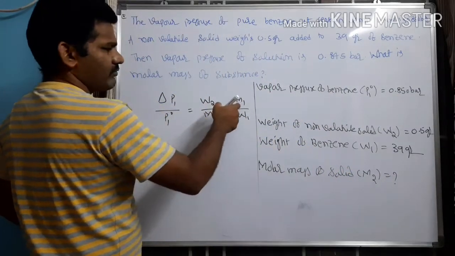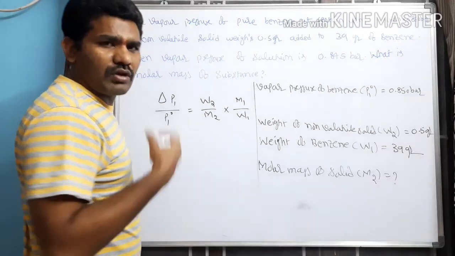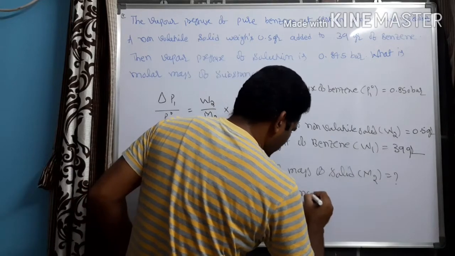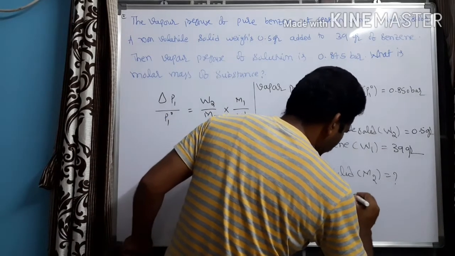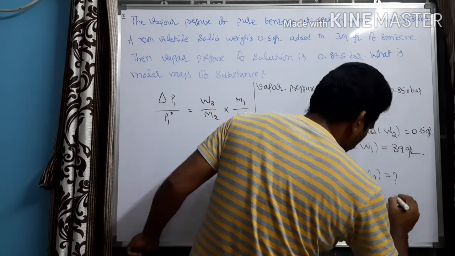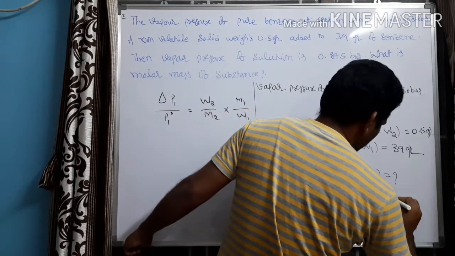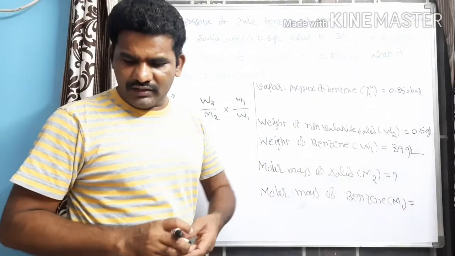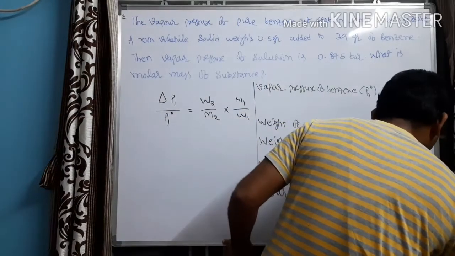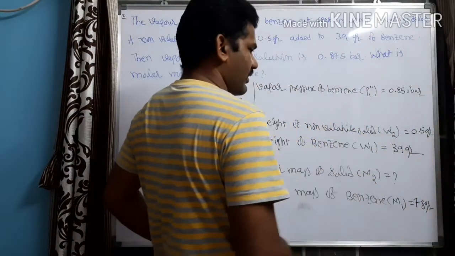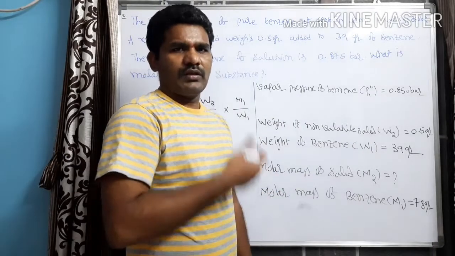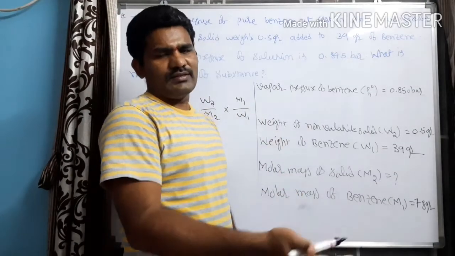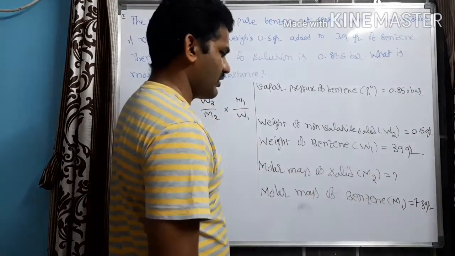Then what is M1? M1 is the molecular weight of benzene. So the molar mass of benzene, that is M1, is itself given in the problem as 78 grams. If you don't know, you can calculate it. The formula of benzene is C6H6. Carbon atomic weight is 12, so 12 into 6. Hydrogen atomic weight is 1, so 6 into 1 is 6. Add them and you will get 78.